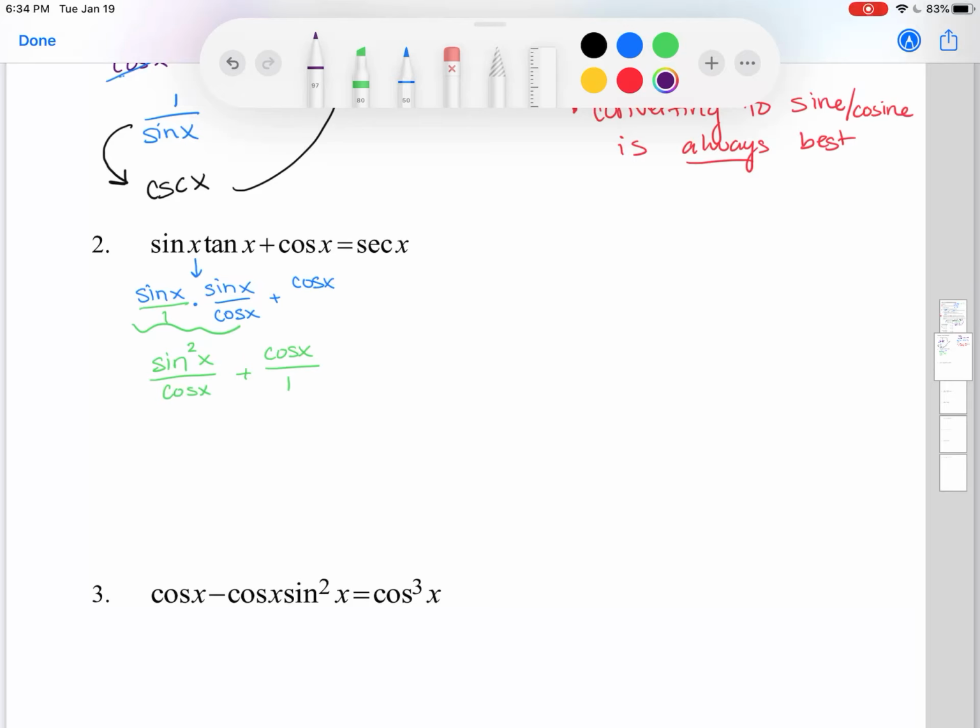All right. Now, here's the tricky part. We have 2 terms, but we need to get down to 1. That's our end goal. So if we have 2 terms, we want to get down to 1. Let's see if we can get those 2 terms together.